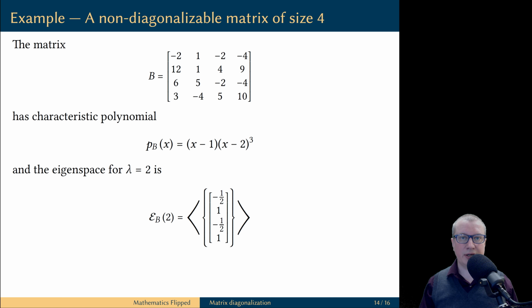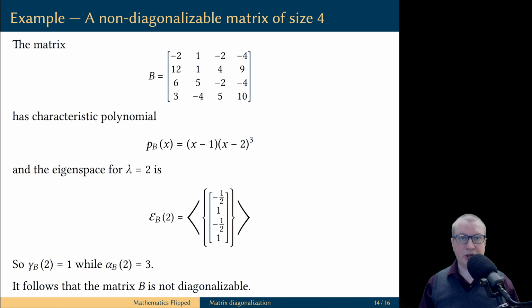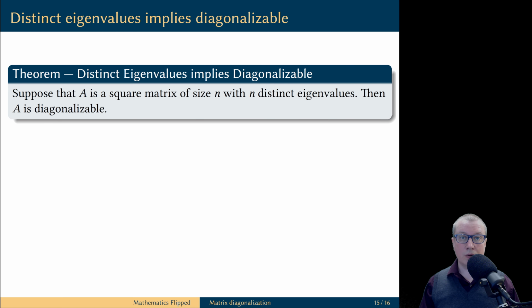Here is an example of this idea. We have this 4 by 4 matrix B. We can compute its characteristic polynomial, and let's look at the eigenvalue 2. It turns out that the eigenspace corresponding to this eigenvalue has dimension 1. So the geometric multiplicity of the eigenvalue 2 is equal to 1, but its algebraic multiplicity is equal to 3. Because at least one geometric multiplicity is smaller than the algebraic multiplicity, it means that the matrix B is not diagonalizable.